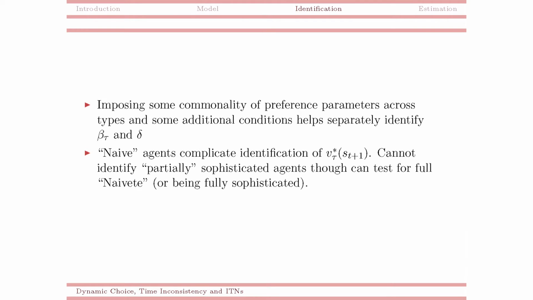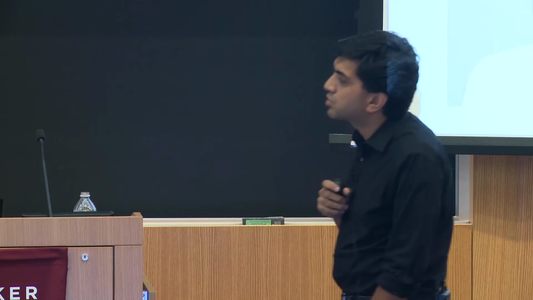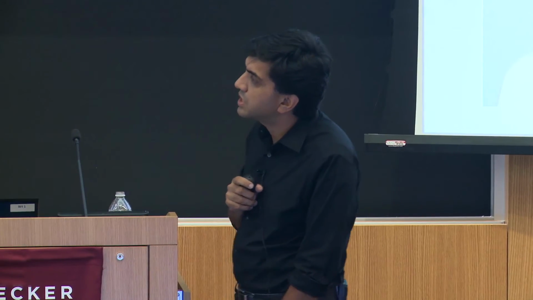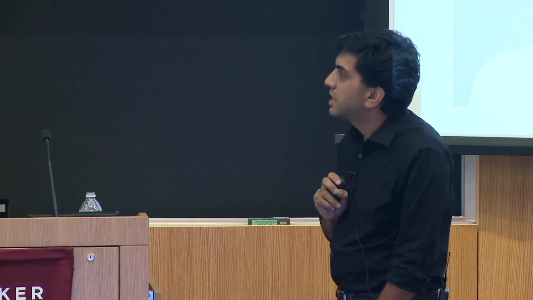In addition, once we impose some additional conditions, typically we assume some commonality of preference parameters across types, and these conditions help us separately identify the exponential and the hyperbolic parameter for the different kinds of agents. One thing I should point out here is that we assume that the exponential parameter delta is the same across all agent types, whereas we allow the hyperbolic parameter to vary across types. That's a significant restriction. We are working on models where we allow both the exponential as well as the hyperbolic parameter to differ across types, but so far we haven't quite been able to get full identification in that case.